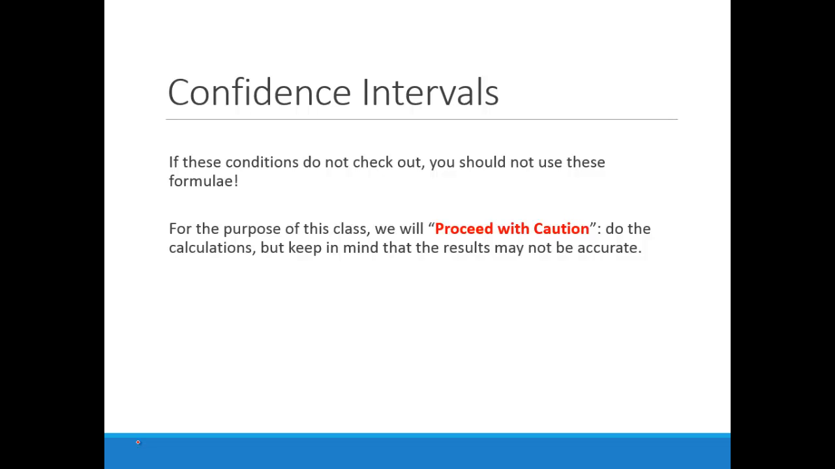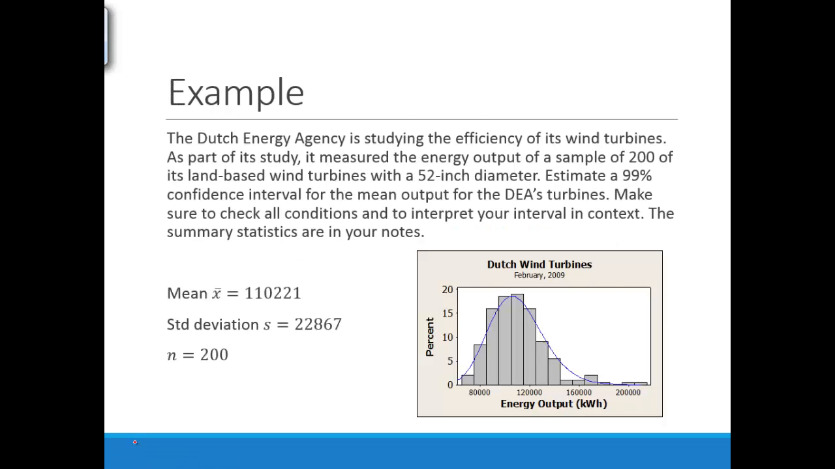Okay. Well, let's do another example here, and then we'll do one more example at the end to show you again what I'm talking about. This is on page 9 of your Chapter 7 notes. Here we're talking about the Dutch Energy Agency, and they're studying the efficiency of their wind turbines. As part of this study, they measured the energy output for a sample of 200 of its wind turbines of a certain class, and we want to estimate a 99% confidence interval for the output of these turbines.